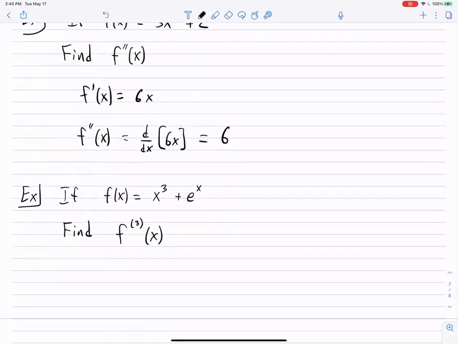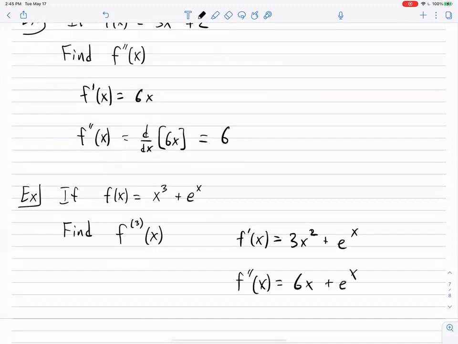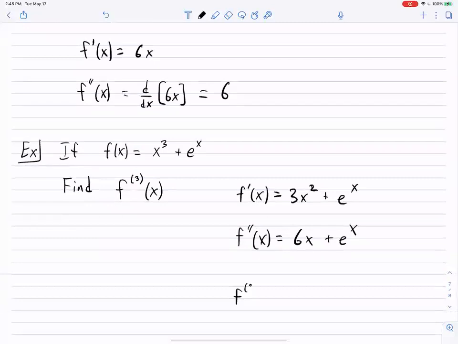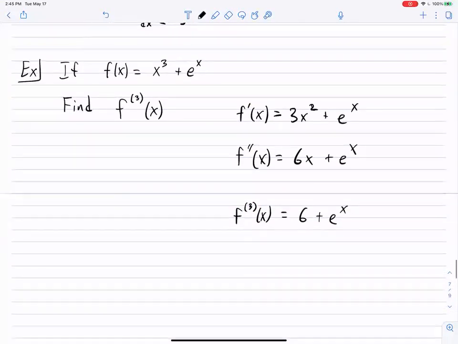We could ask for the third derivative. So when we see these little parentheses and a number here, that means the nth derivative. And so in order to do this, we have to find all the derivatives in between. So f prime of x is 3x squared, and then plus the derivative of x, which is e to the x. And then the second derivative is take the derivative of that guy, which is 6x plus e to the x. And then the third derivative, which we generally don't write prime notation past 2. We do 1 prime, 2 prime, and then we start writing numbers. Is just going to be the derivative of that, which is 6 plus e to the x. And so that's the third derivative.